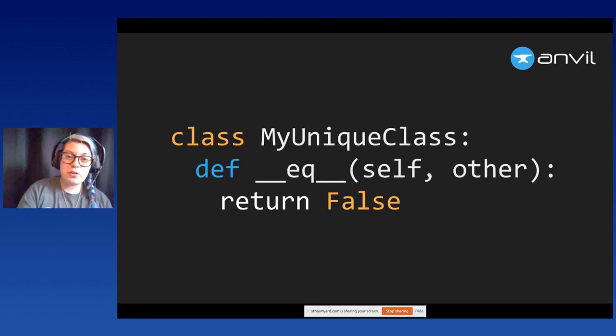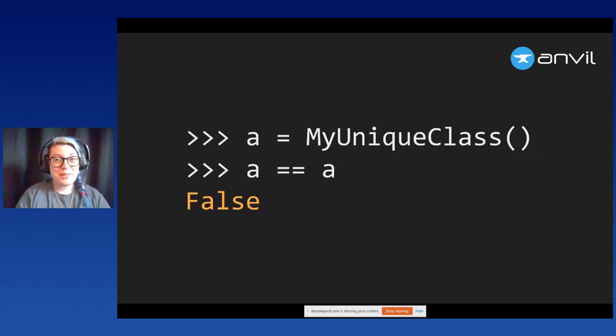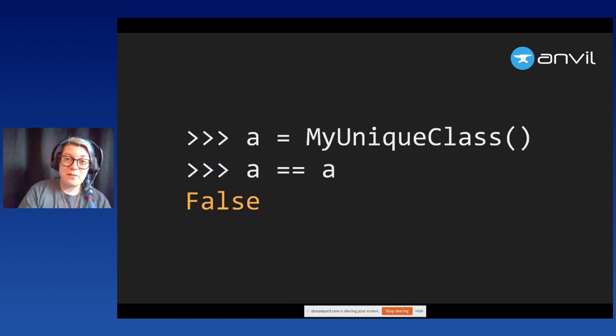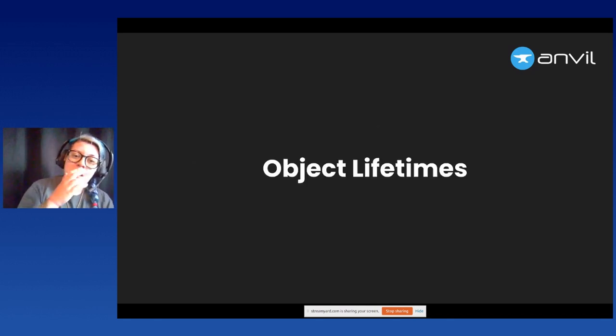We can, of course, do the opposite, always return false. And here we have a unique class that will never compare equal to another instance of this class. Not even itself. So we've instantiated my unique class and said, is A equal to A? Well, we're using the double underscore equals operator, and as we just saw, that always returns false, even if the instances are actually the same object. So you can see we can get some pretty funky behavior going on there.